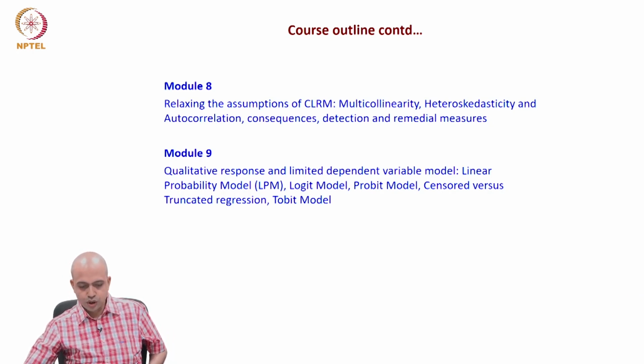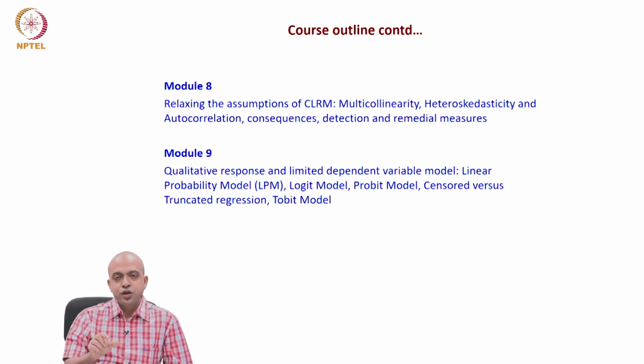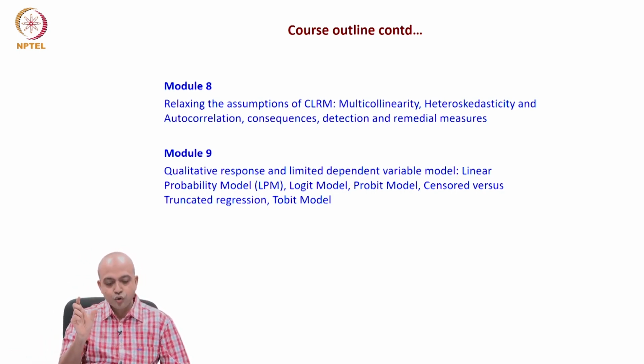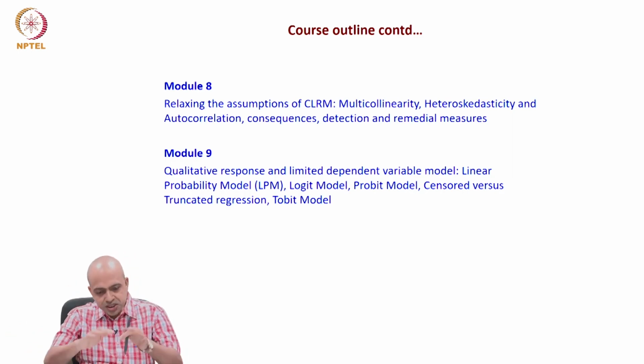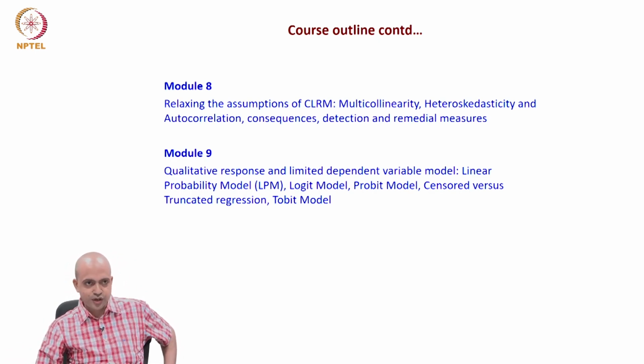Those things we are going to discuss in module 9, qualitative response models. So, linear probability model, logit and probit, they are called qualitative response models, while the Tobit model is called a limited dependent variable model. That is why I said qualitative response as well as limited dependent or Tobit model, both will be discussed in module 9. So, this is going to be the entire syllabus of the Introduction to Econometrics course.